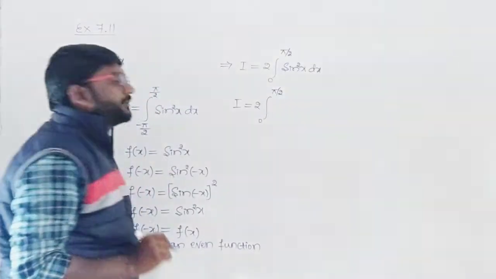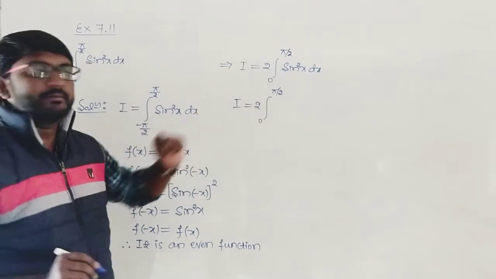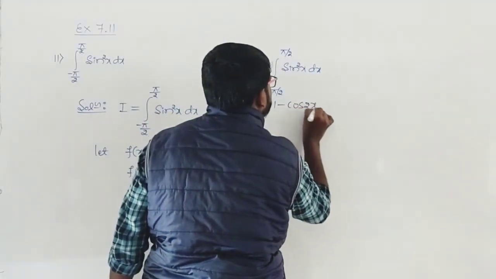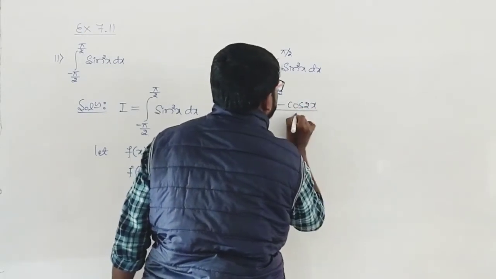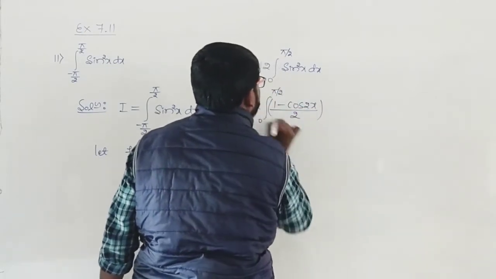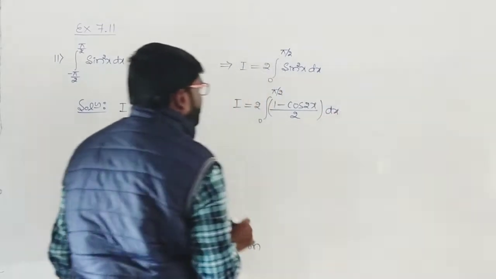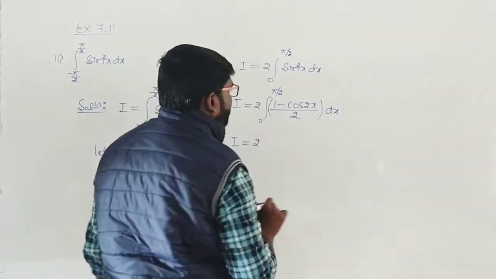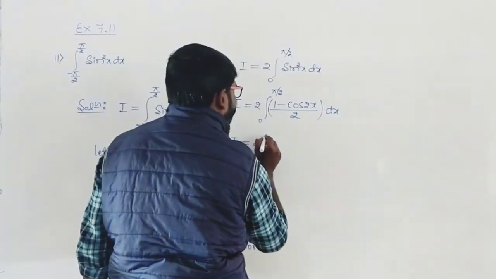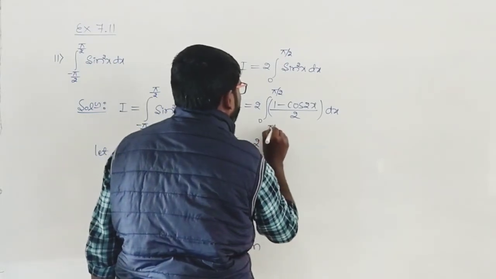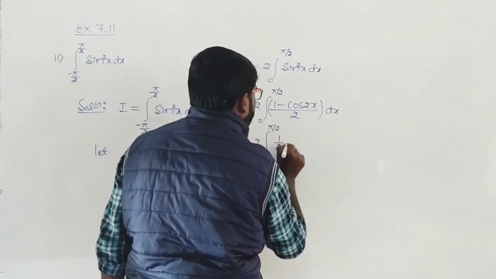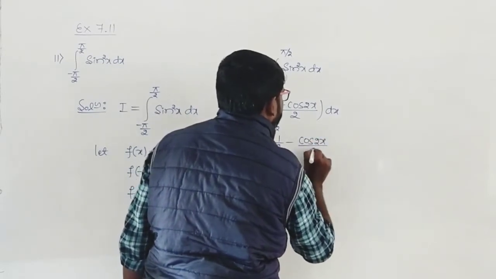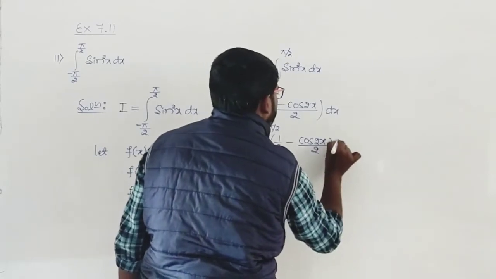Then sin square x can be written as 1 minus cos 2x divided by 2. So it is 1 minus cos 2x divided by 2, dx. Now integrate them separately. I is equals to 2, write it outside. Now this can be split into integral 0 to pi by 2 of 1 by 2 minus cos 2x by 2 dx.